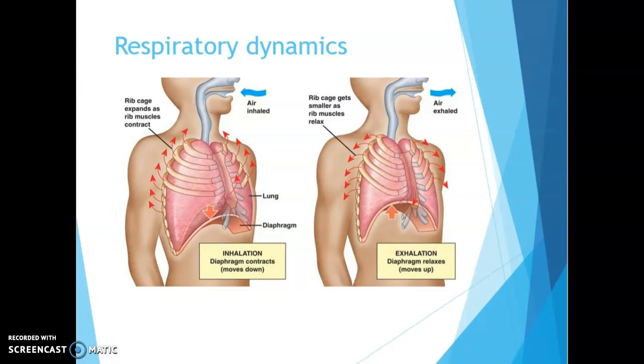For exhalation, the muscles relax and therefore the ribs move inwards and down. The diaphragm therefore relaxes and folds up into the middle slightly, and these things cause the volume of the area to decrease and therefore the pressure increases. The air pressure inside the lungs is now higher than the external pressure, and so the air is forced out.